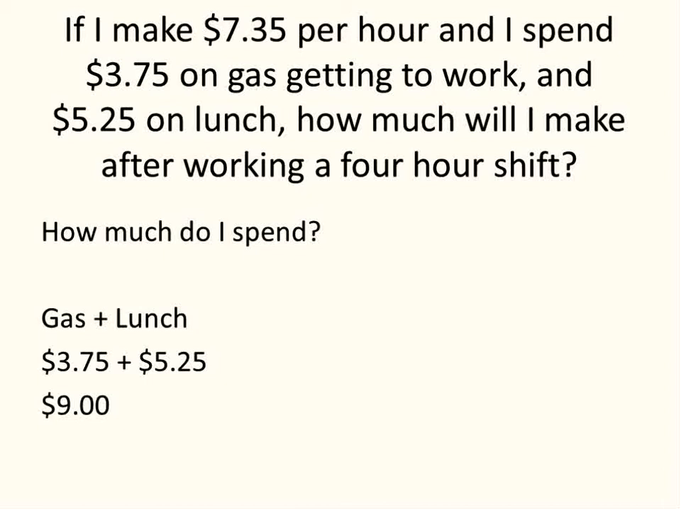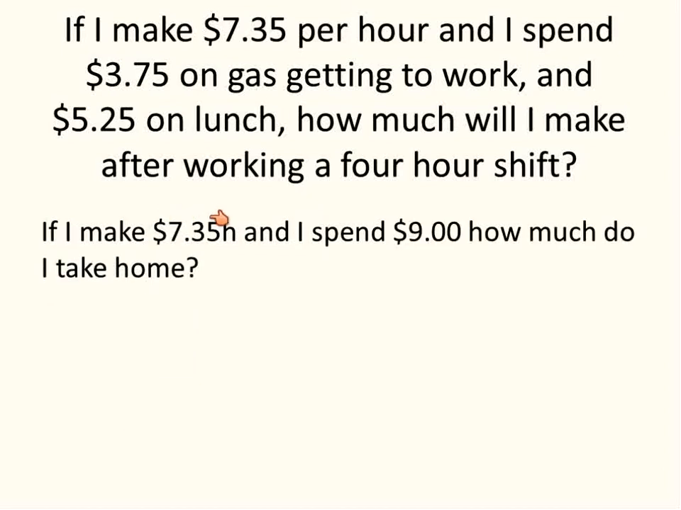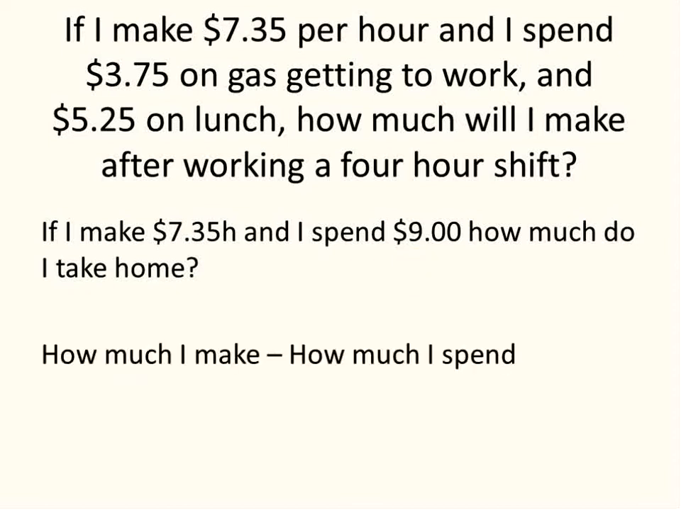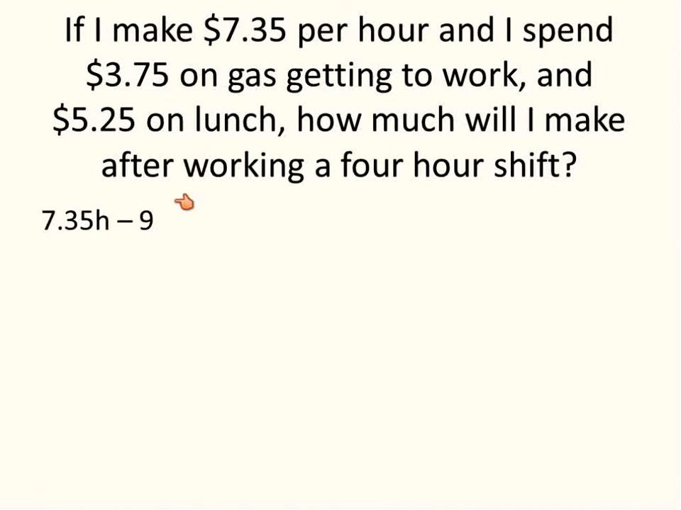So now we need to figure out how much money I'm going to actually take home after the shift. And if I make $7.35 times the number of hours I work, 7.35H, and I spend $9 every single time, the equation for how much I actually make is going to look like this. It's how much money I make minus how much money I spend. So what we're going to do is just plug in that information. The amount that I make is 7.35H. The amount that I spend is $9. I can just write that as 9 just to make the equation a little bit simpler. And that's how much money I actually take home, right there.